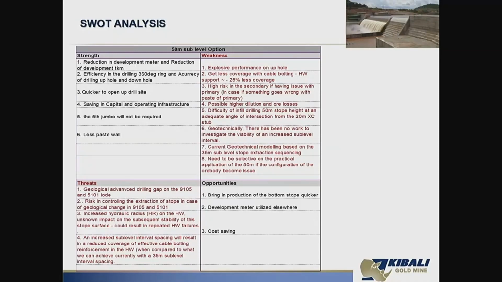The biggest threat is that when you increase, you have to make sure that you have a good geological understanding. Geology is very important. There is no going backward if you start developing your mine with higher sublevel spacing. You're already there. It's done. So you have to make sure that you have a good understanding of geology. Geology is really usually the tipping point when you want to look at this problem.